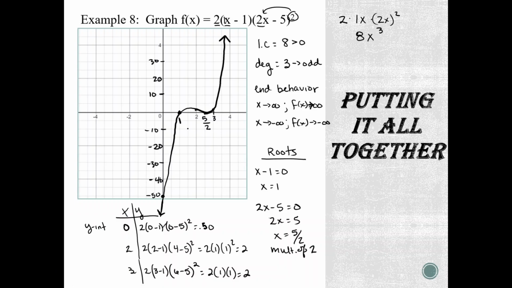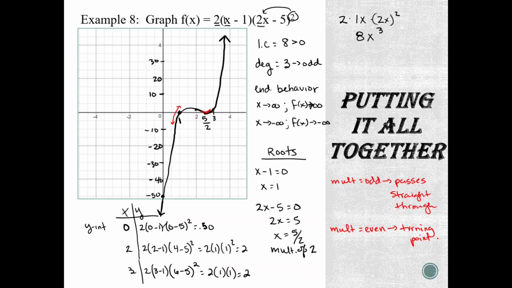The other thing to notice is what happened at these two roots. At x equals 1, it went straight through. Okay? But at x equals 5/2, it turned around. Okay, so if the multiplicity is odd, then it passes straight through. If the multiplicity of the root is even, then it becomes a turning point.